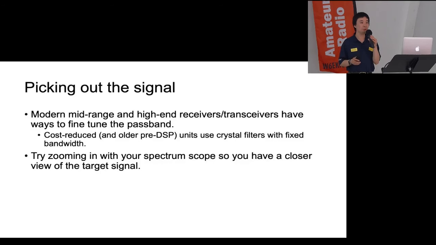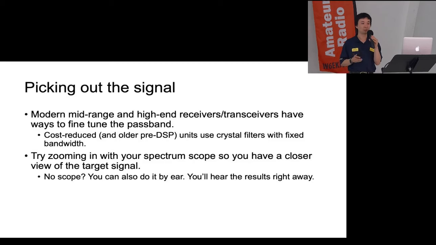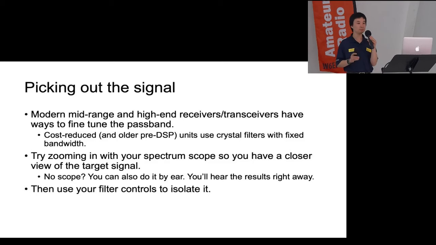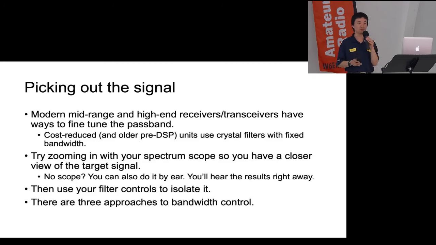If you have a scope on your radio, try zooming in so that you have a closer look at the target signal. If you have no scope, you can also try to decode it by ear, and as soon as you adjust these controls, you will hear the results right away. So there are 3 approaches to bandwidth control, and I'm going to try to cover all of it, so this is going to be applicable to all of you depending on what you have.